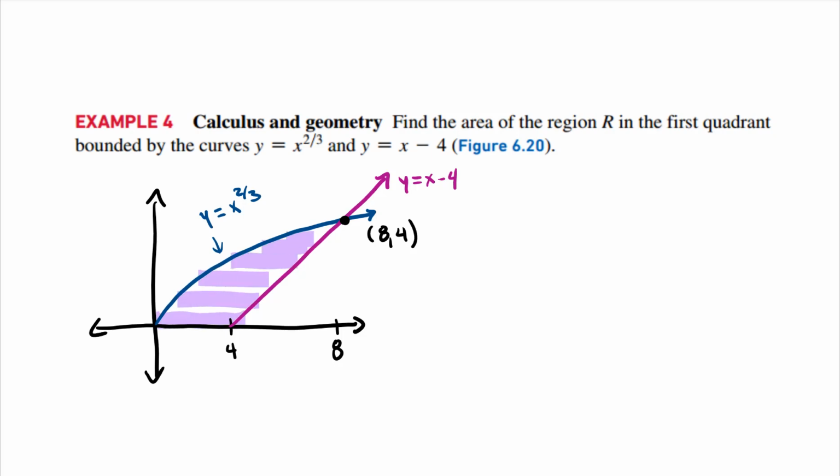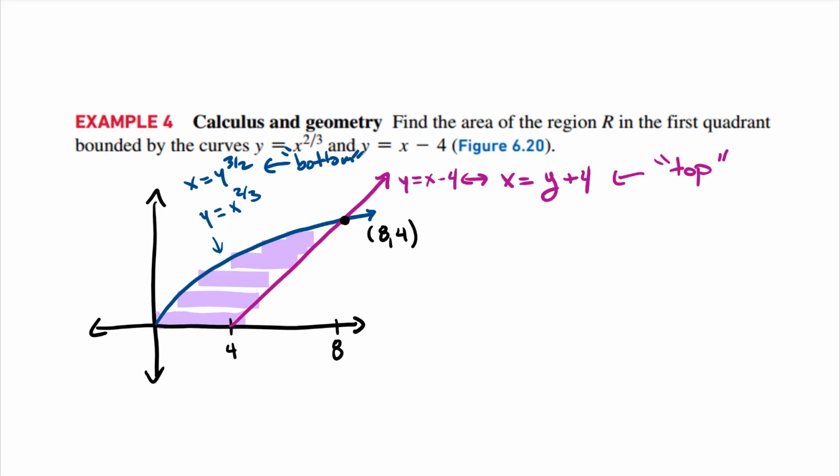So if we could just change these things up, this is equivalent to x equals y plus 4. This is equivalent to x equals y to the 3/2 power. You should know how to solve for a variable in terms of the other one. So maybe we can turn these all into y's. So now if you just take your screen and turn it on its side, this is our top function. And this is our bottom function.